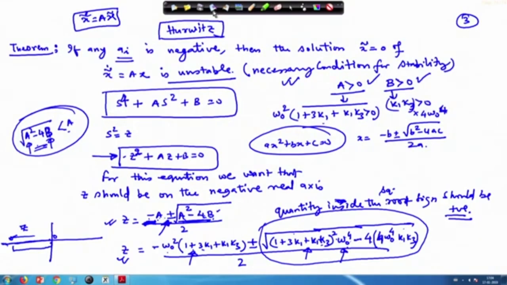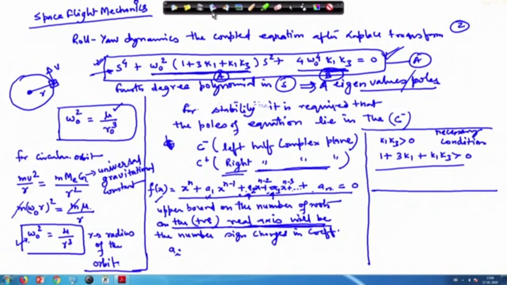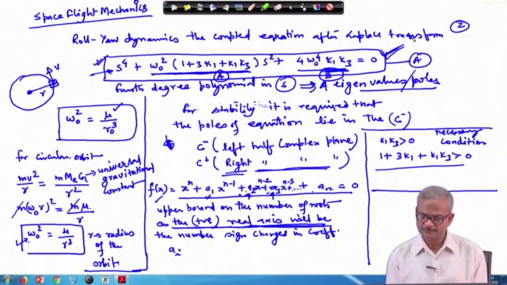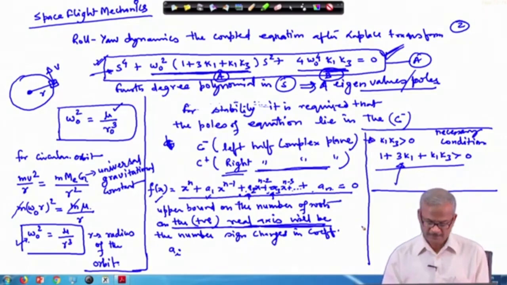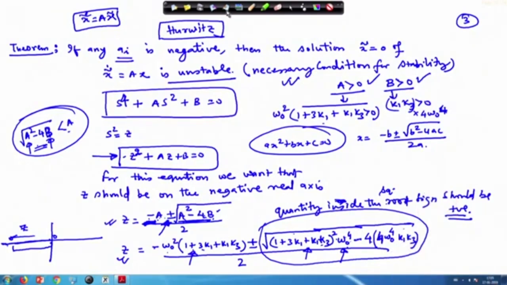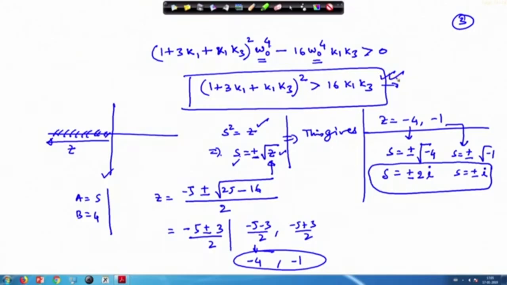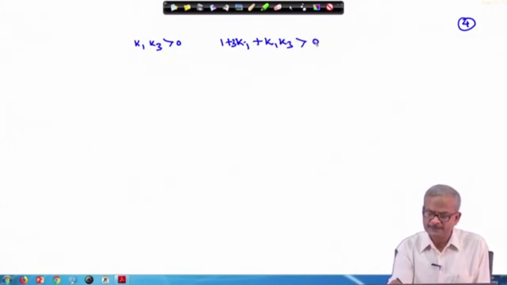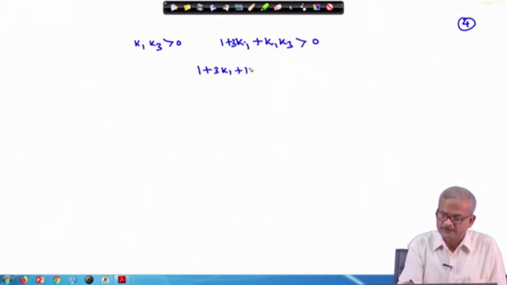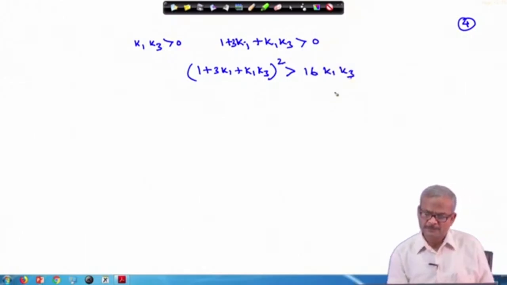So, here it so happens in this case that we get purely imaginary roots for this particular equation, provided this coefficient and this one are positive. And moreover, another requirement is that this condition should be satisfied. So, we have a total of three conditions to be satisfied: that k1 k3 should be greater than 0, 1 plus 3 k1 plus k1 k3 should be greater than 0, and also (1 plus 3 k1 plus k1 k3) squared should be greater than 16 k1 k3.